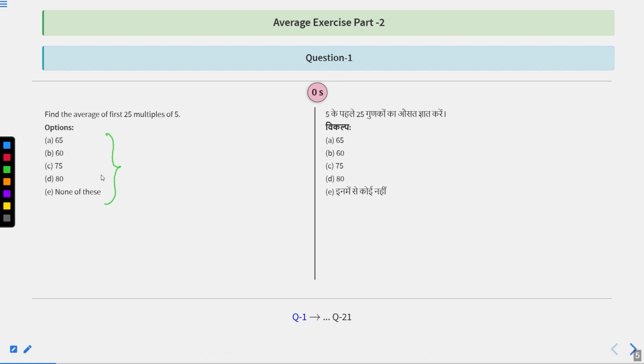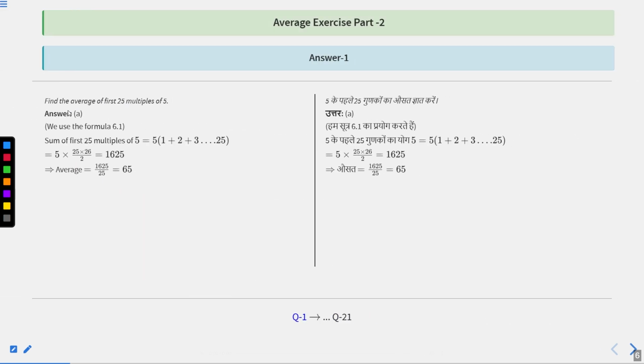Now time's up. Let's see the solution. The question says to find the average of the first 25 multiples of 5. So if we are calculating the average of multiples of 5, we can take 5 common. So it will become 1 plus 2 plus 3 plus dot dot dot plus 25. Now we know the formula: n into (n plus 1) by 2.